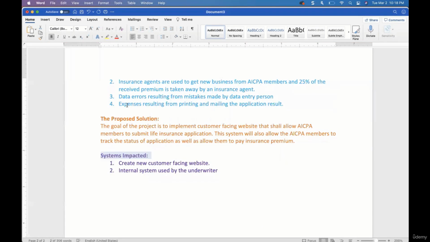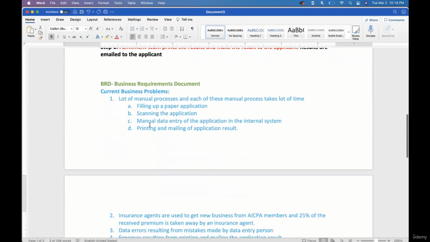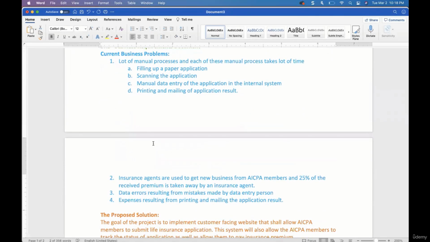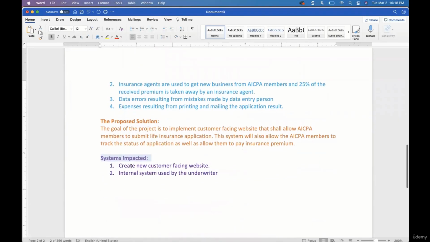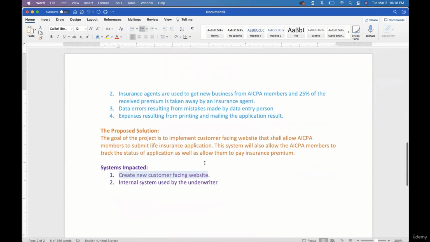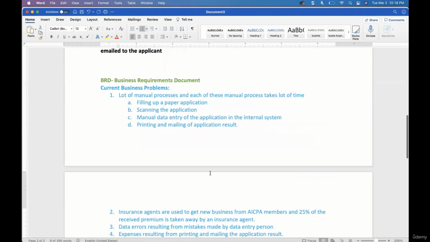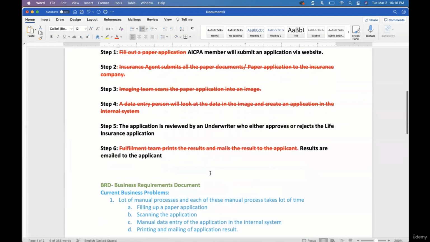Similarly, if I'm introducing this project, where am I going to make the code change? What systems will be impacted? So there are two systems that will be impacted. First, I'll create a brand new system for the customers to submit an application because it currently does not exist. And second, once they submit an application, I need to make some changes to my internal system.